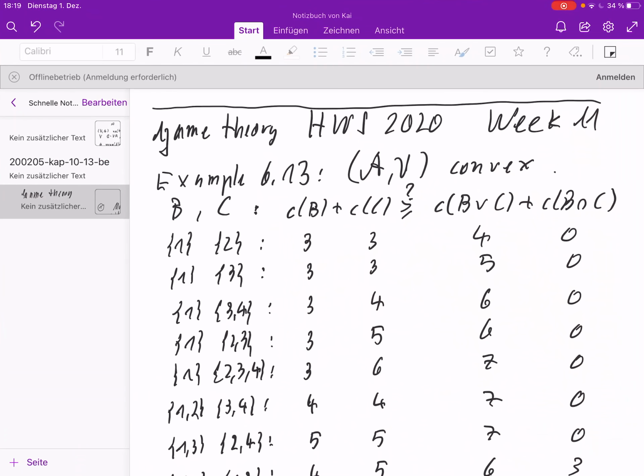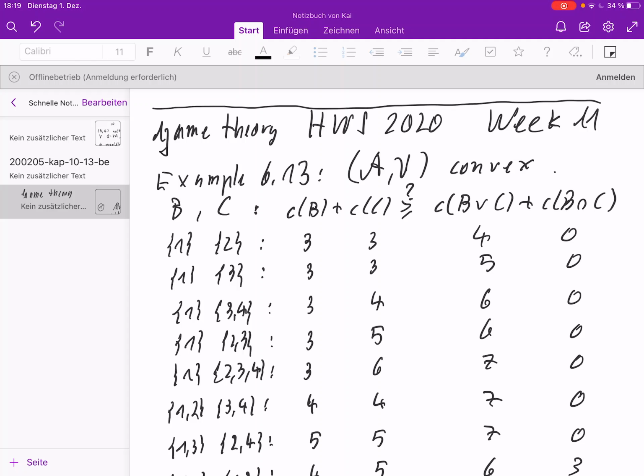So here you see the beginning of the table. In this example 6.13, on the left, in the left two columns, we see the coalitions B and C. Then the costs for B, costs for C, costs for the union, and costs for the intersection. So if B consists of player 1, C consists of player 2.